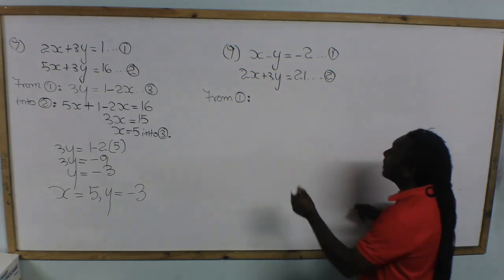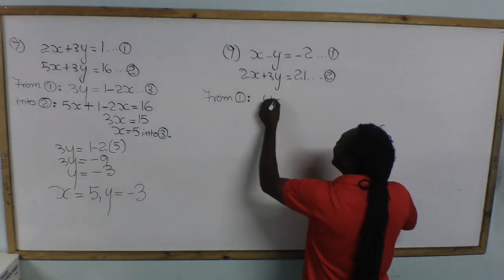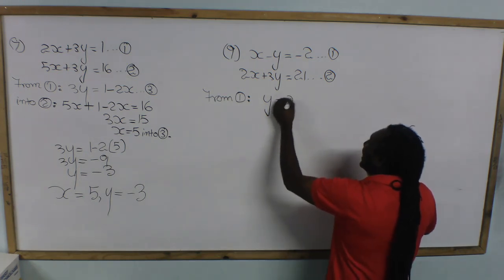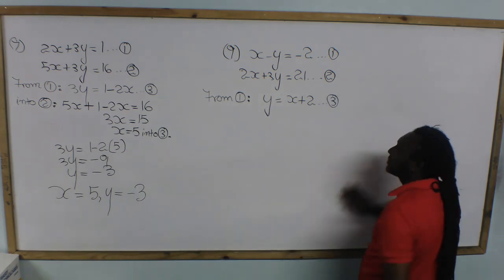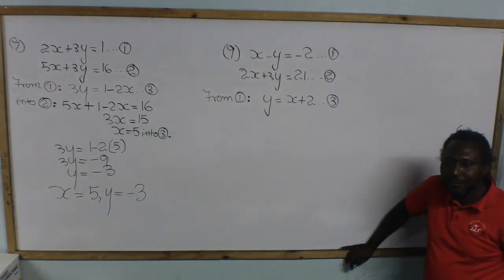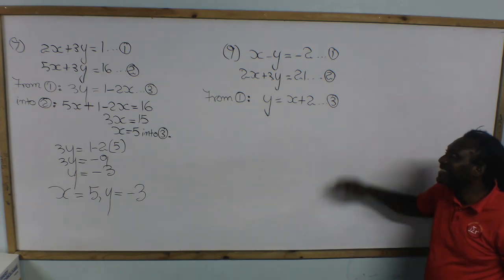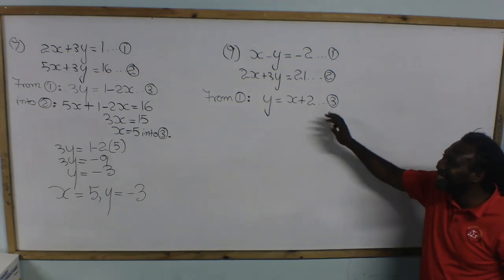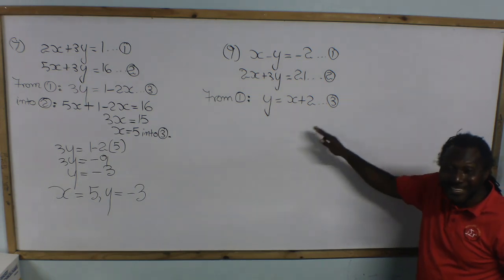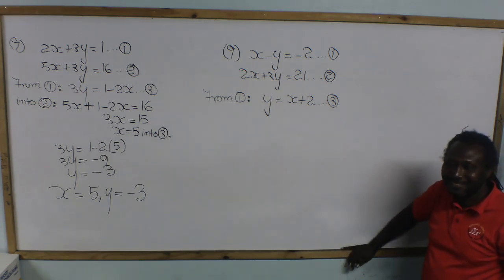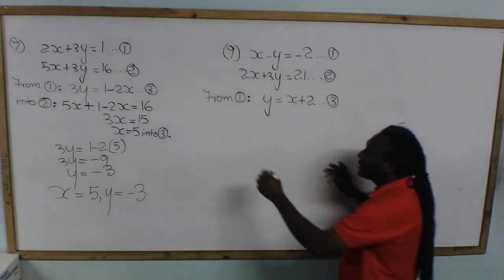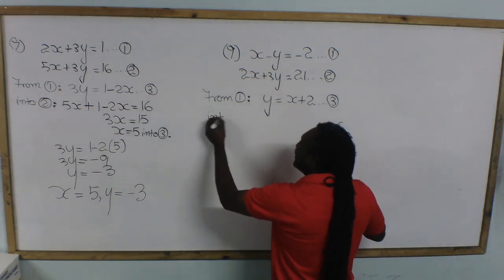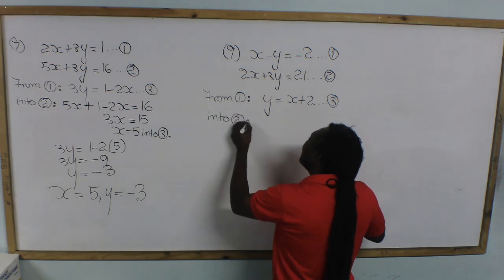But I hope that by looking at this, you will see the benefits of having the entire thing written in positives. So we have from 1, y is equal to x plus 2, and that's your equation 3. And I guarantee you that as long as you are solving this system of equations, you will never see a negative sign again. So y is equal to x plus 2. That is your equation 3. And we will substitute that into equation 2.